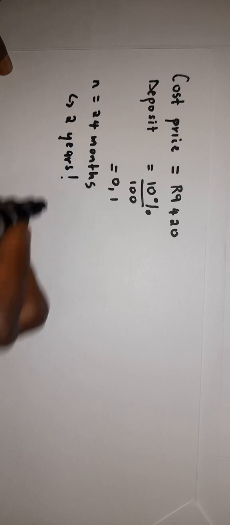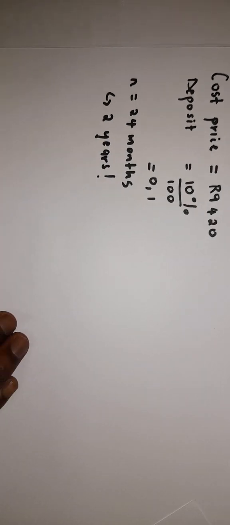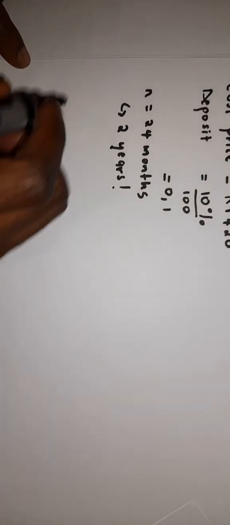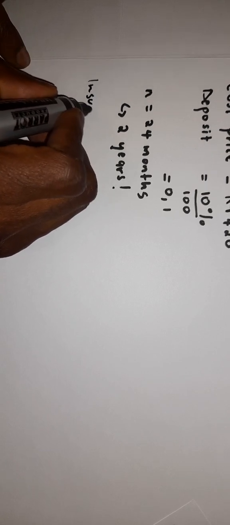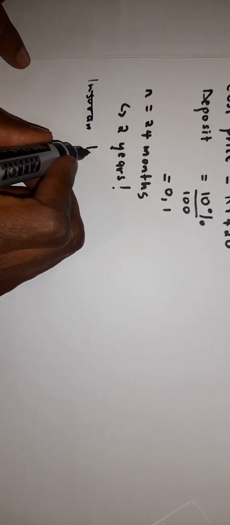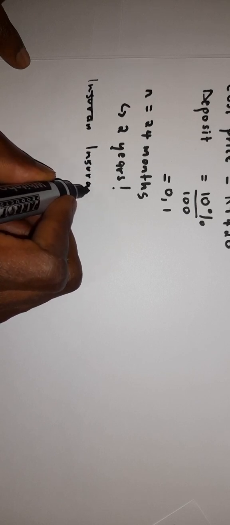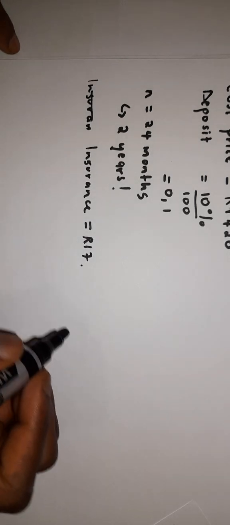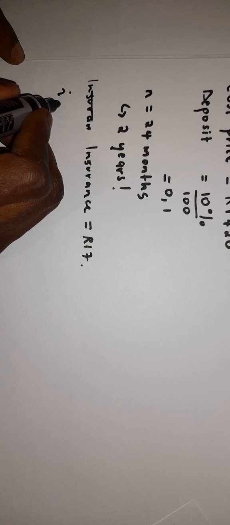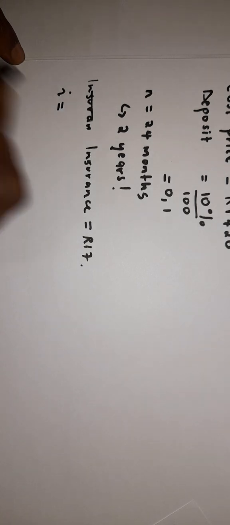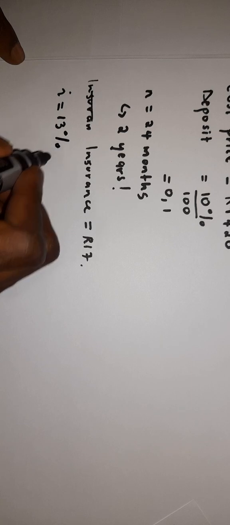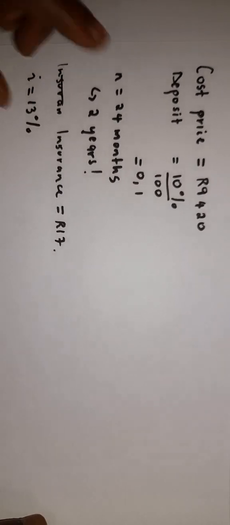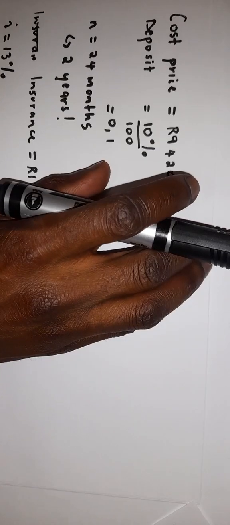Why do we need to convert this to years? Because our simple interest formula has years instead of months. And then furthermore, we have an insurance amount of 17 rands per month. So the first question: calculate his monthly installments if the interest rate is charged at 13% per annum. Right, to answer this, grade 10s, this is the information that we need. Let's quickly work with the information.